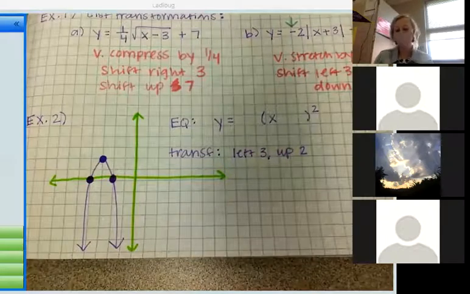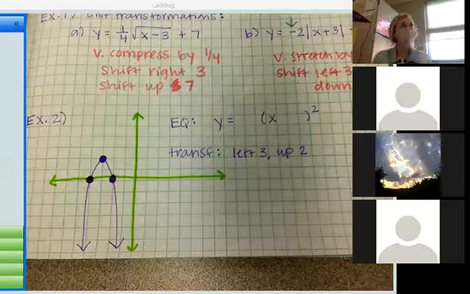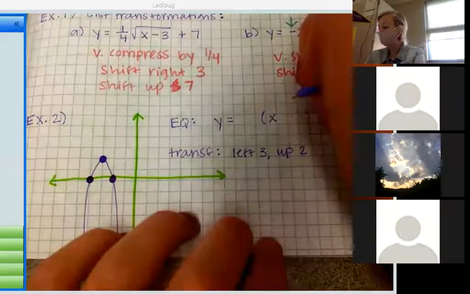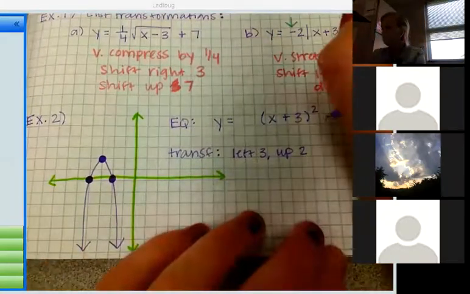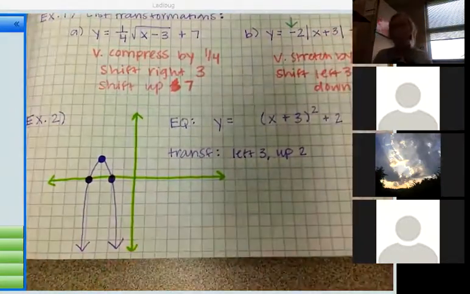So where would those things go in our equation? Oh, good. I heard +3 because it does the opposite, and +2 on the outside. Okay, good.